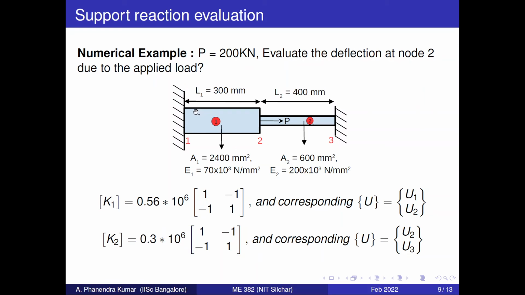So this is a bar, a unidirectional bar. It will have a single degree of freedom. If you recall the definition of degrees of freedom, you can identify that we will have only a single degree of freedom here. So two bars are there. One is of length 300, the other is of length 400. These two are connected with some kind of joint, and at the joint we are applying a load P.